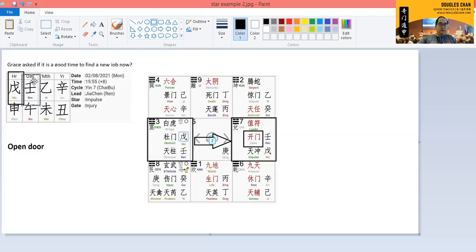So we have a Ren. This symbol is called a Ren. So we take reference with Ren. In this aspect, Ren is also together with box 7 itself, together with the open door, the leader, and the impulse. So at the end of the day, this is telling us something about her character.